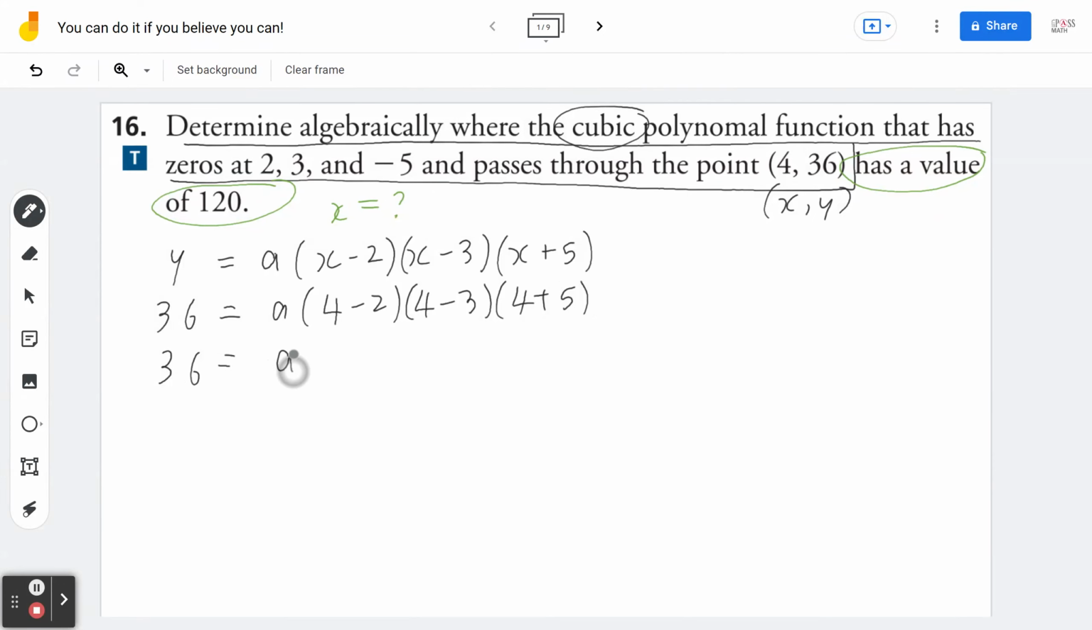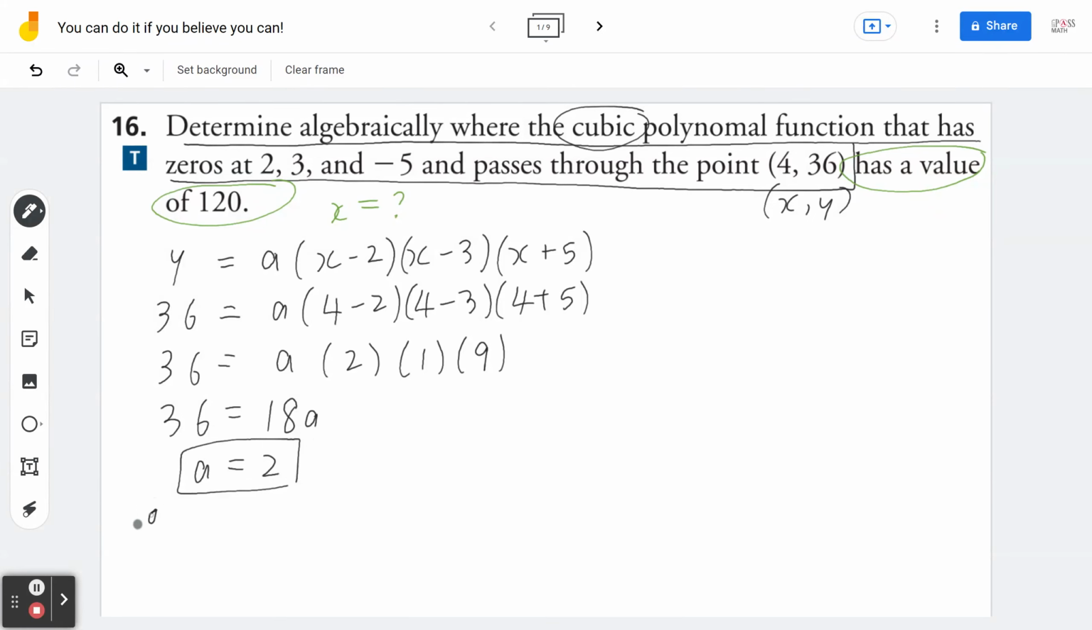36 equals a times (4 minus 2 is 2), (4 minus 3 is 1), (4 plus 5 is going to be 9). So 36 equals 2 times 9, which is 18a, or you can say a is going to be 36 divided by 18, which is 2. So again, in the first part, we can say, therefore, we have this function, f of x, or we can say y, which is 2 times (x minus 2) times (x minus 3) times (x plus 5).